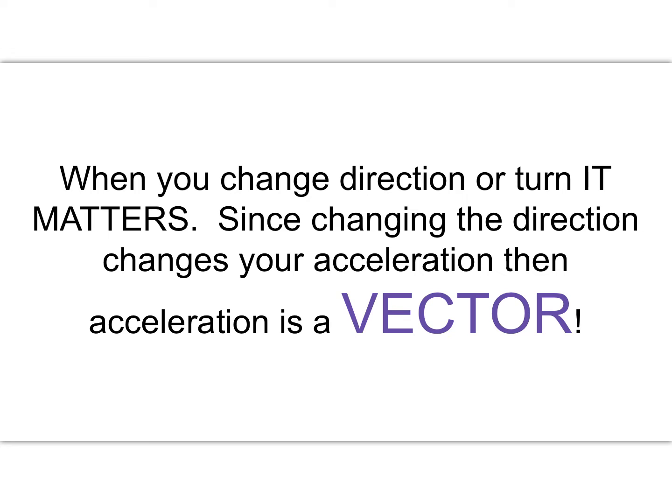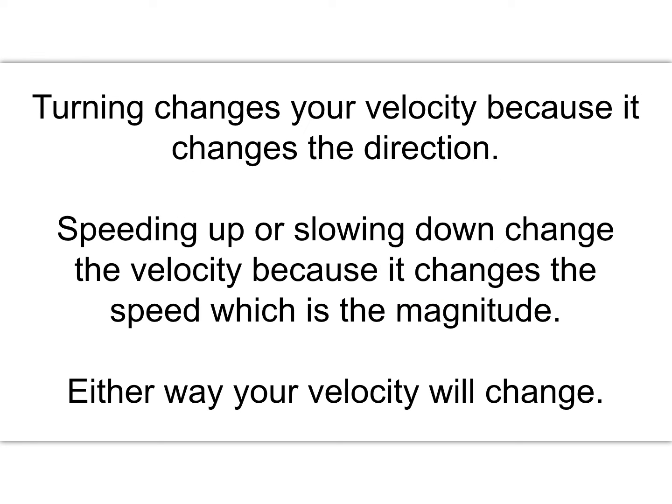Since changing the direction changes your acceleration, then acceleration is a vector, meaning it has both a magnitude and a direction, just like velocity. Turning changes your velocity because it changes the direction. Speeding up or slowing down changes the velocity because it changes the speed, which is the magnitude of velocity. Either way, your velocity is going to change. So you can speed up, slow down, or change direction.